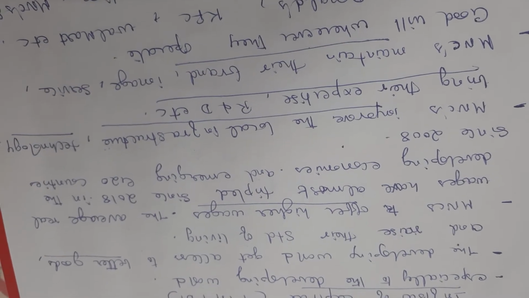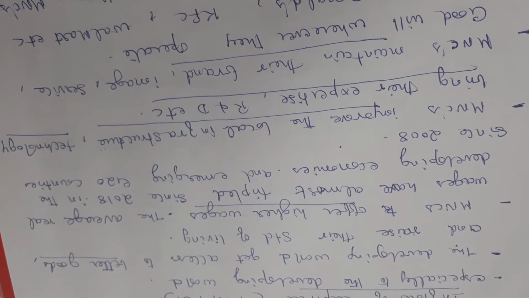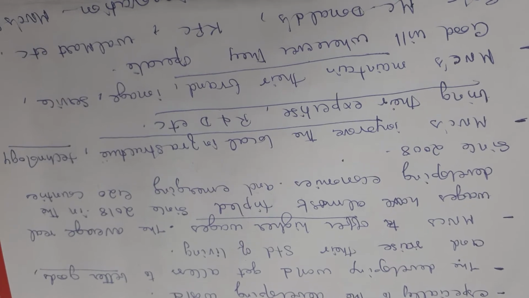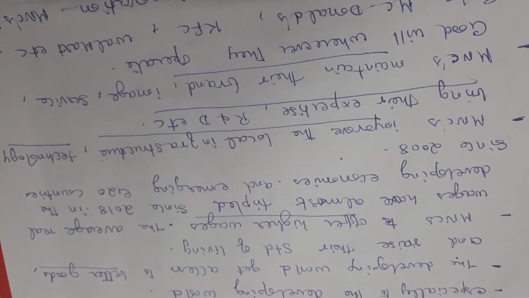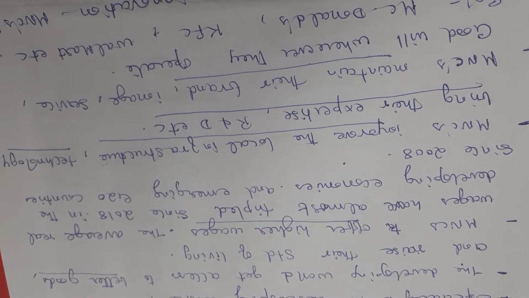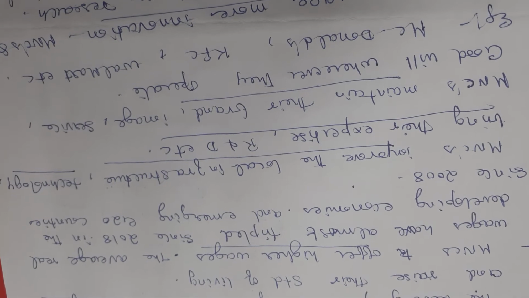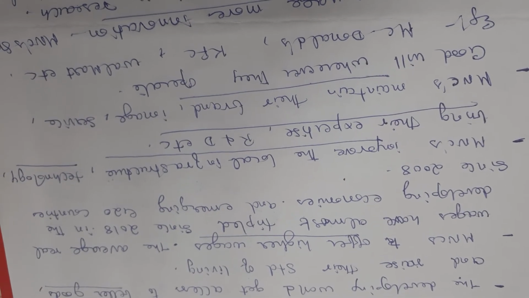The average real wages have almost tripled since 2018 in the developing economies, and in emerging G20 countries it has tripled since 2008 itself. So MNCs have offered higher wages, so people in local areas shift to multinational corporations. Therefore what happens is even the local companies have to pay higher wages.